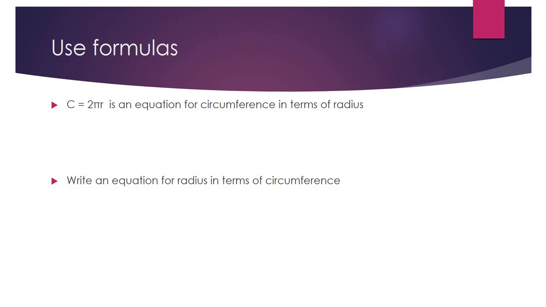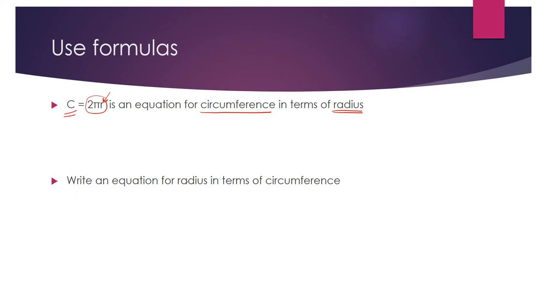So sometimes we're going to do formulas. C equals 2 pi r. We all know this as the circumference formula. And this is an equation for circumference in terms of the radius. In other words, we have a formula for our circumference in terms of a variable for the radius. 2 pi is not a variable, that's a constant. So we don't need to put that in our description.